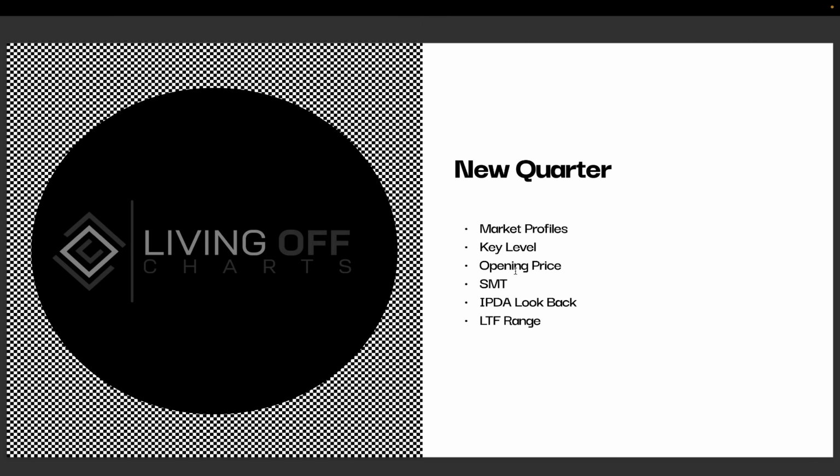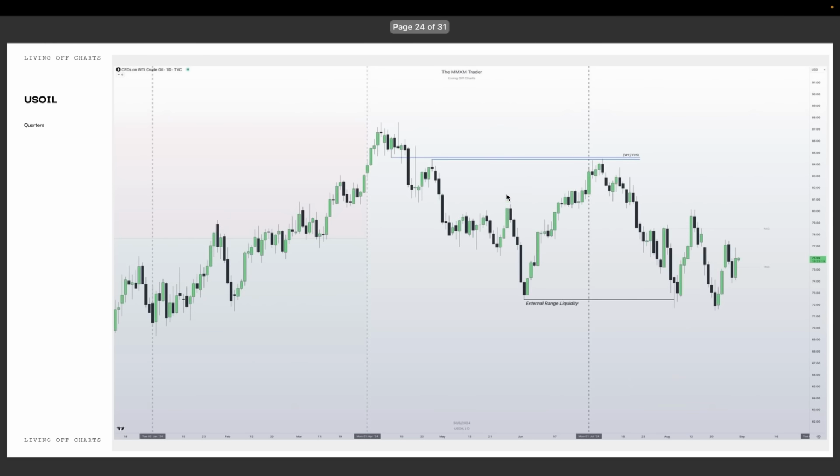In this new quarter, we're going to be looking at market profiles, a key level, the opening price, SMT, IBDA's look back, and the lower time frame range, which we just went over. So price is broken up into quarters here. This quarter is a bullish expansion quarter.